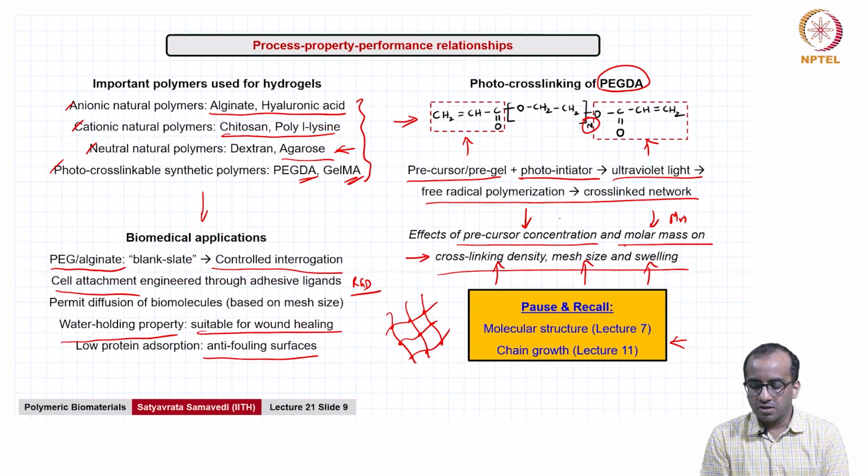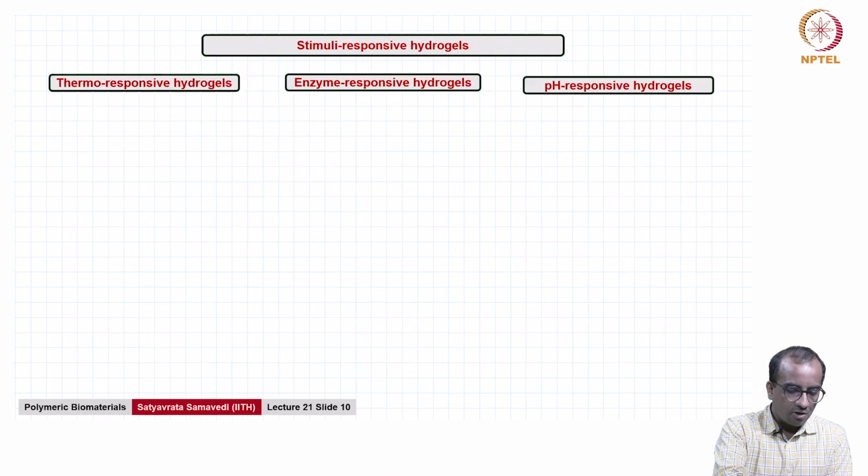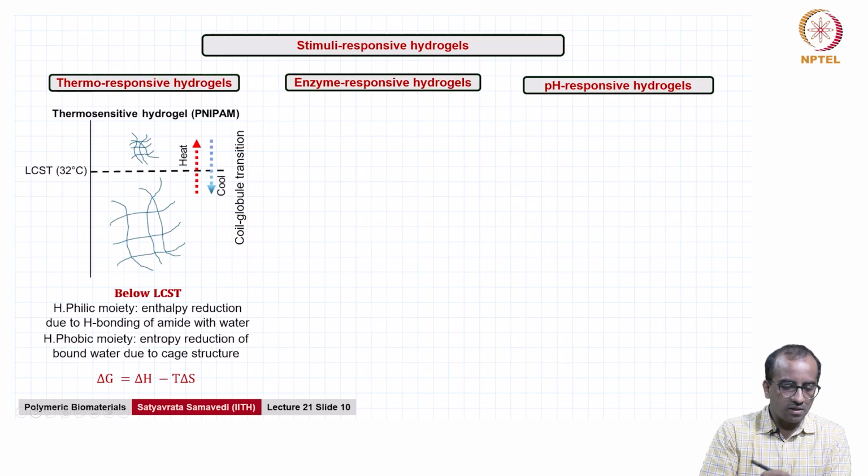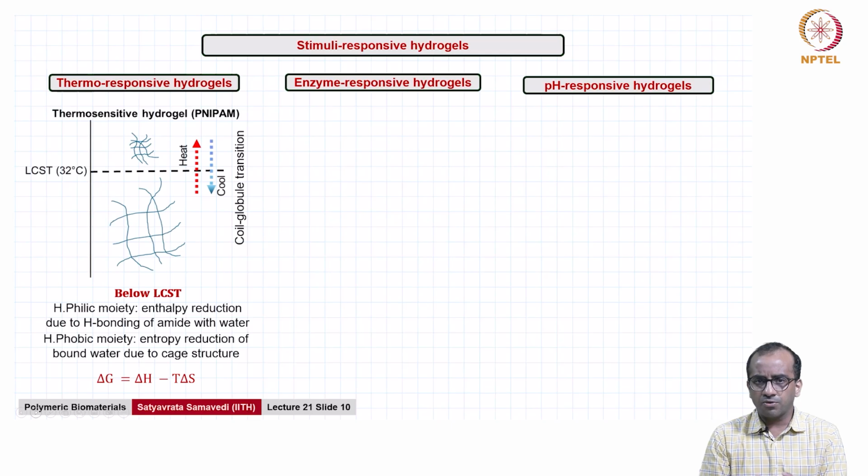So in closing, we will look at some advanced types of hydrogels which are particularly important for biomedical or clinical applications. And as an example, we will look at thermoresponsive, enzyme responsive and pH responsive hydrogels. So these are a class of hydrogels essentially that respond to a particular stimulus from within the microenvironment. So the first example is a thermoresponsive hydrogel. We already saw that you can have HPMC and agarose undergoing thermally driven gelation.